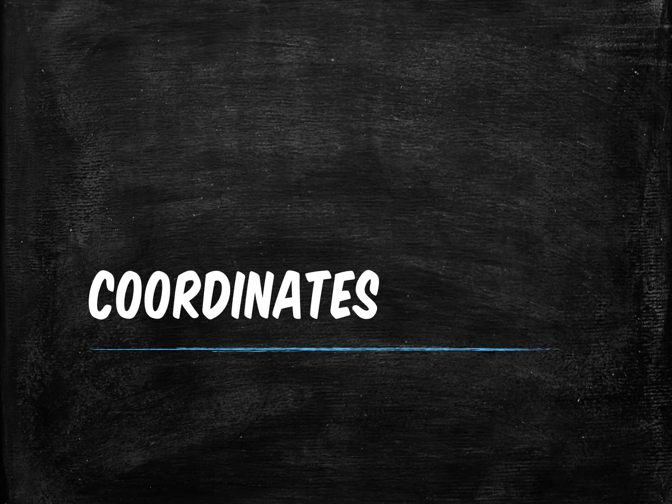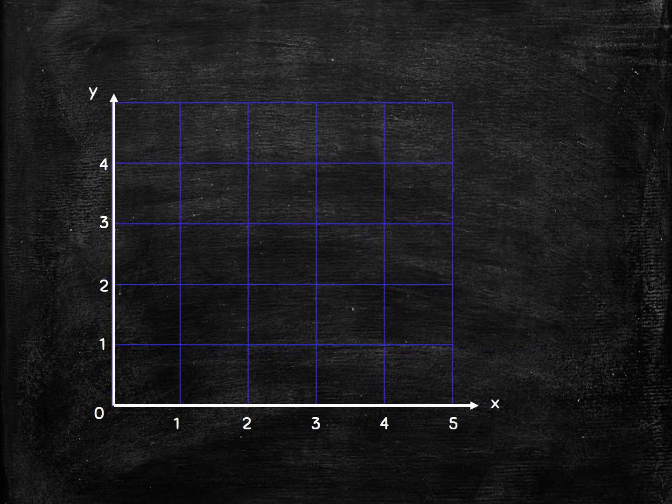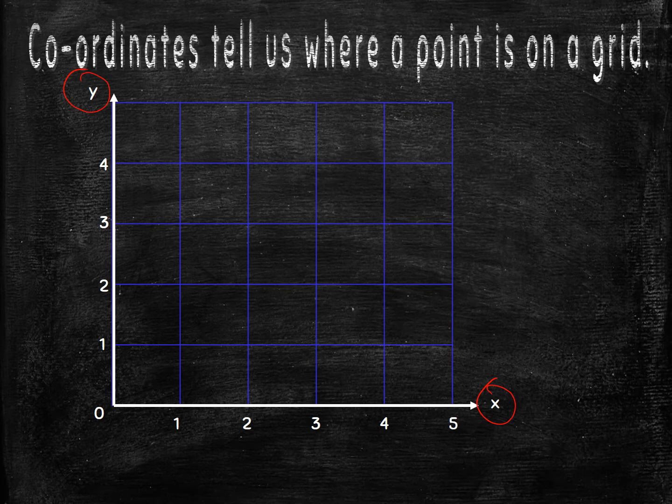So today we're looking at how to plot coordinates. So here is a grid. It's got an x-axis and a y-axis. And we'll talk about what a vertical and horizontal axis is in a minute. So coordinates tell us where a point is on a grid, so where you can find it, so about its location.